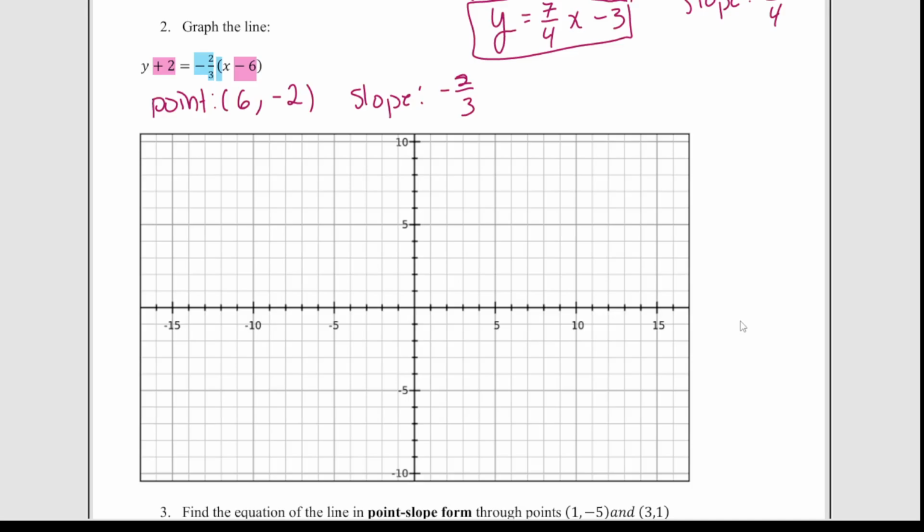That's my point. And then my slope is negative 2/3, because that's the number being multiplied out in front of the parenthesis. So if I'm going to plot that, I'm going to start at 6, comma negative 2, and then move according to the slope. So I'll be going up 2, left 3, or equivalently down 2, right 3. Either of those will give me my nice, beautiful negative slope, and I want to double check as a sanity check that if I were to walk on top of the line going left to right, am I going downhill? Is this decreasing? It is. I'm good. I must have done it correctly.